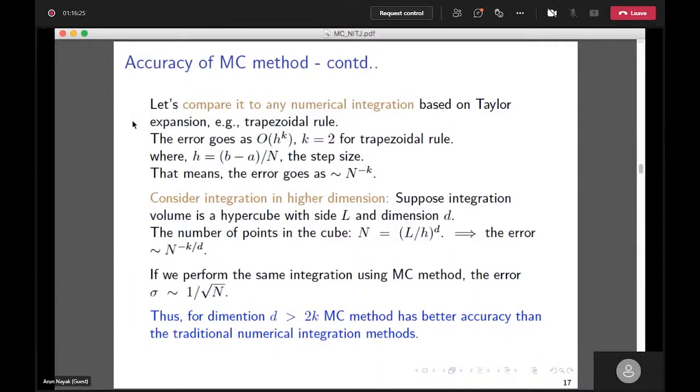So now let's compare this to any other numerical integration based on the Taylor series expansion, like a Newton-Cotes method, right? For example, the trapezoidal rule. In the trapezoidal rule, the error goes like order of h to the power k. For any Newton-Cotes method, the error goes like h to the power k, where k is equal to 2 for the trapezoidal rule, and h is your step length. So that means if you have n points between a and b, the error would go like n to the power minus k.